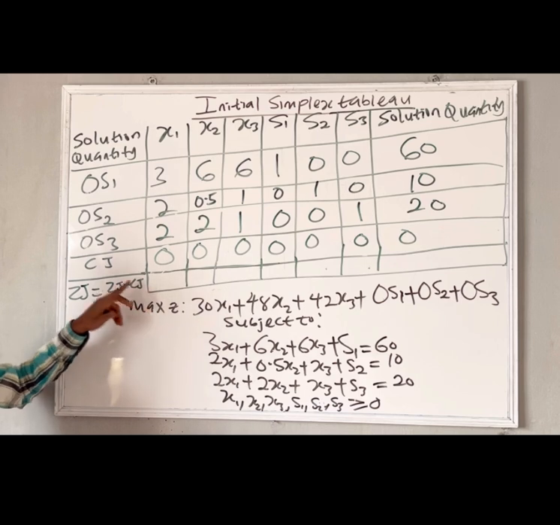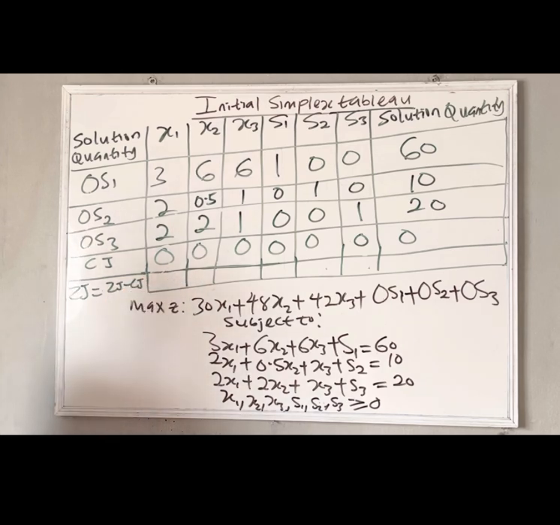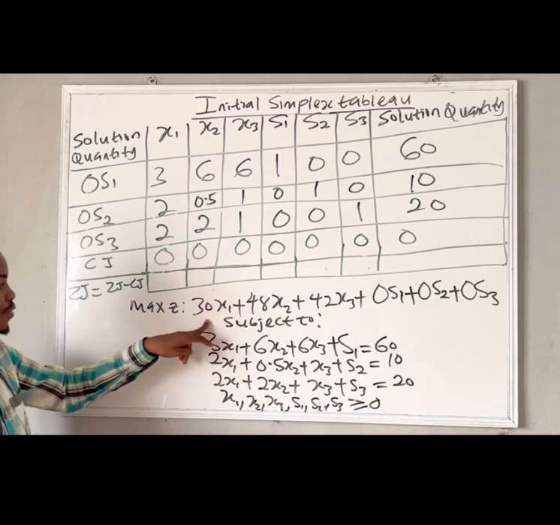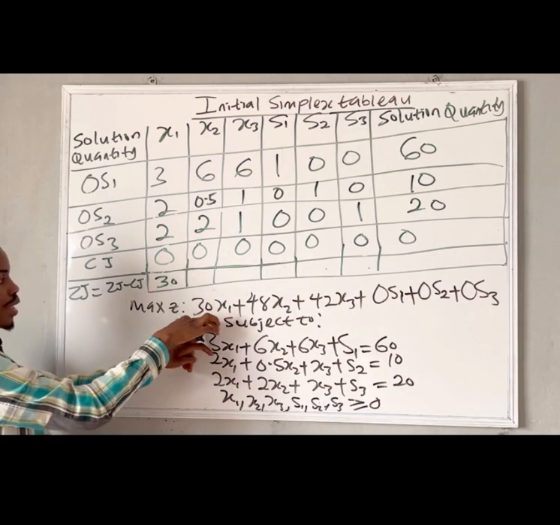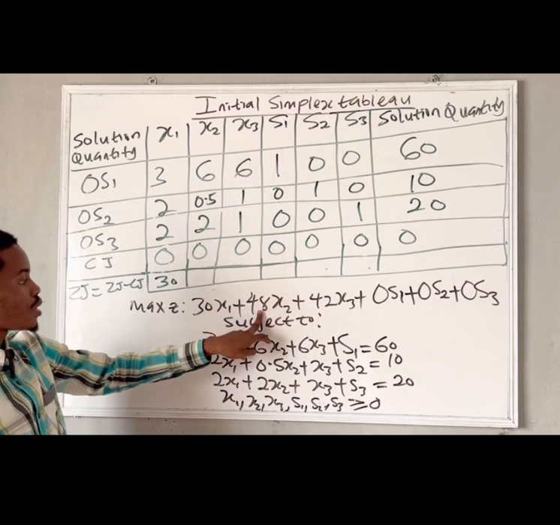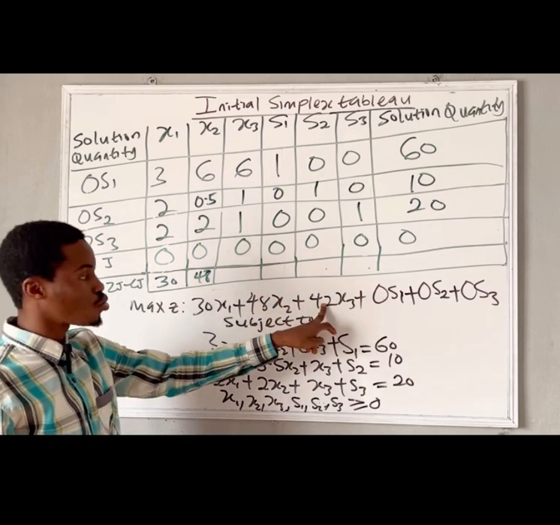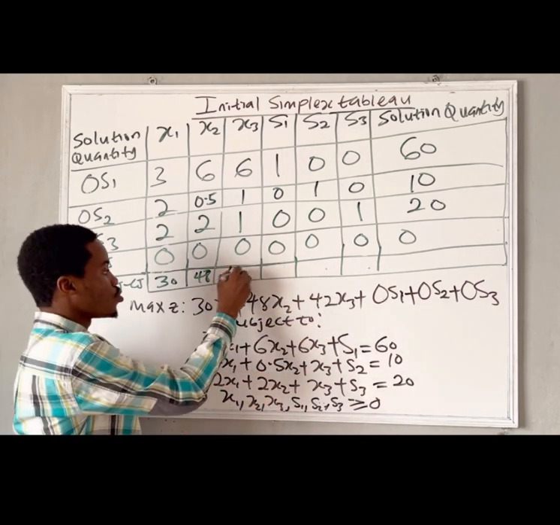So my Zj minus Cj. Since I've gotten this one, anything that I have in Cj, I will subtract the Zj from it, and it will give me the value. So what is my Zj? My Zj is the coefficient of the objective function. That is, I have 30. 30 minus 0, I'm going to get 30. On S2, I have 48. 48 minus 0, I'm going to get 48. On S3, I have 42. 42 minus 0, I'm going to get 42.